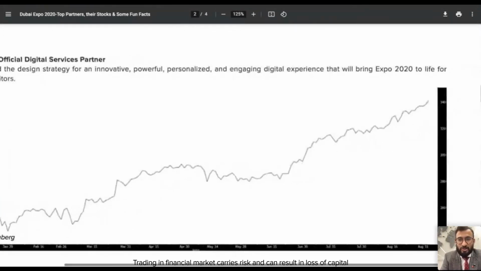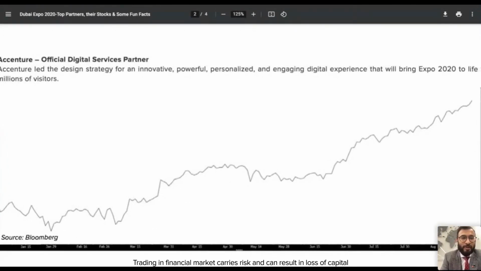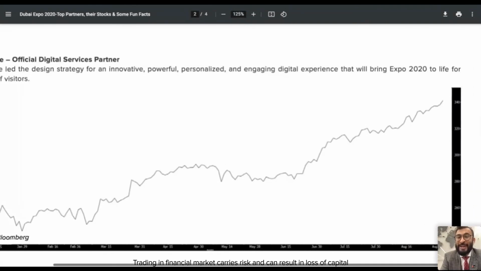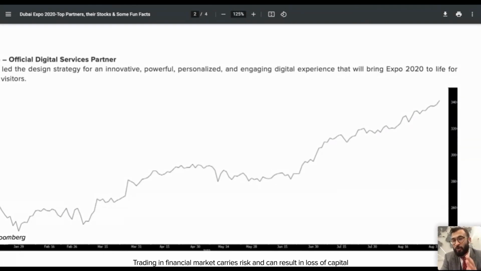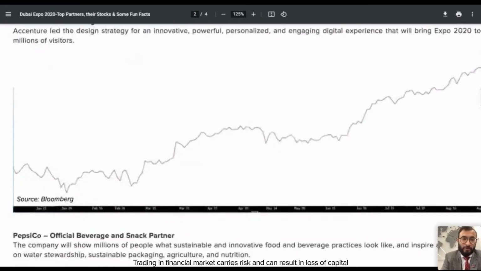Accenture, and this is their price chart, guys. So Accenture led the design strategy for an innovative, powerful, personalized, and engaging digital experience that will bring Expo 2020 to life for millions of visitors.